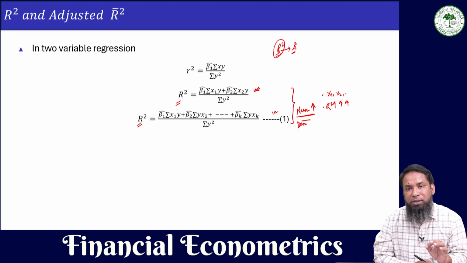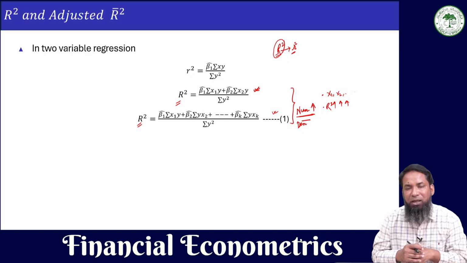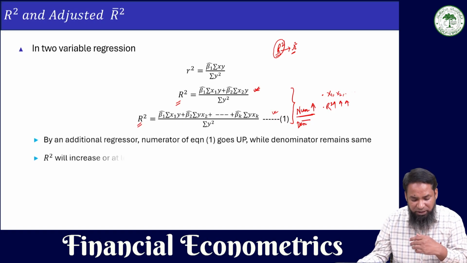This happens without consideration of whether the additional variable which we have added is contributing significantly or not. Due to the formula itself, you will have higher and higher R square. Then how do we counter that? Because this is basically misleading.